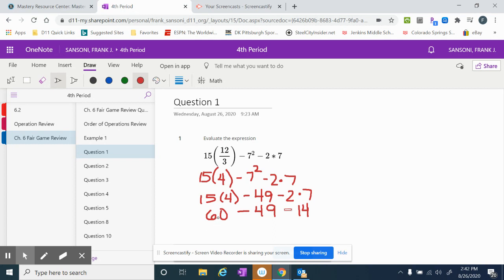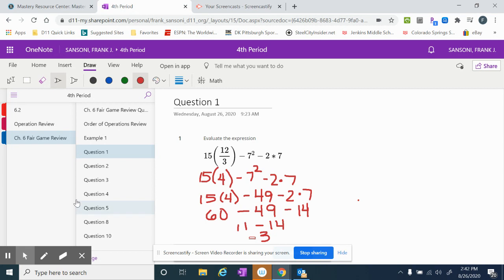So now all I have left is two sets of subtraction. I have to go 60 minus 49. So 60 minus 49 is 11. And then I have to go 11 minus 14. And 11 minus 14 is negative 3. So your answer for number 1 is negative 3.